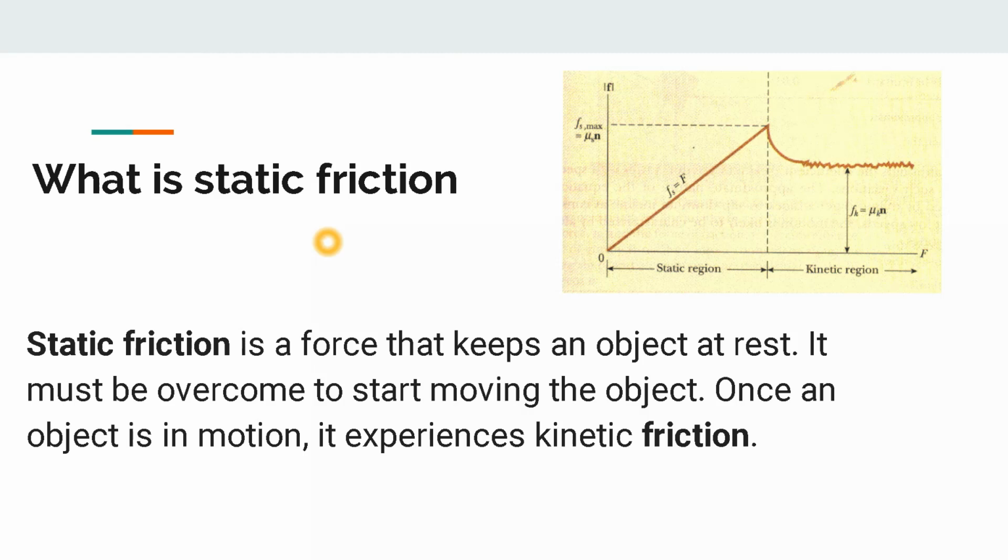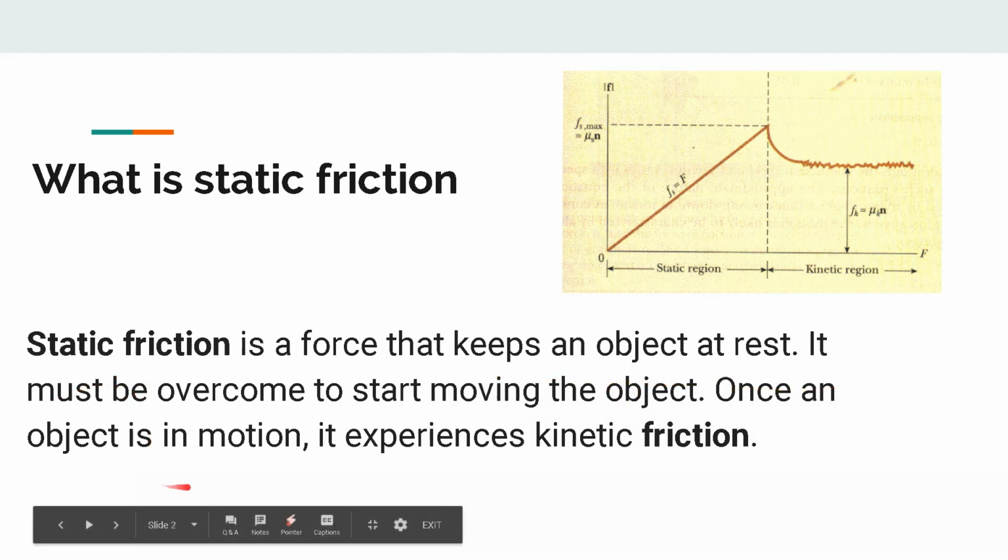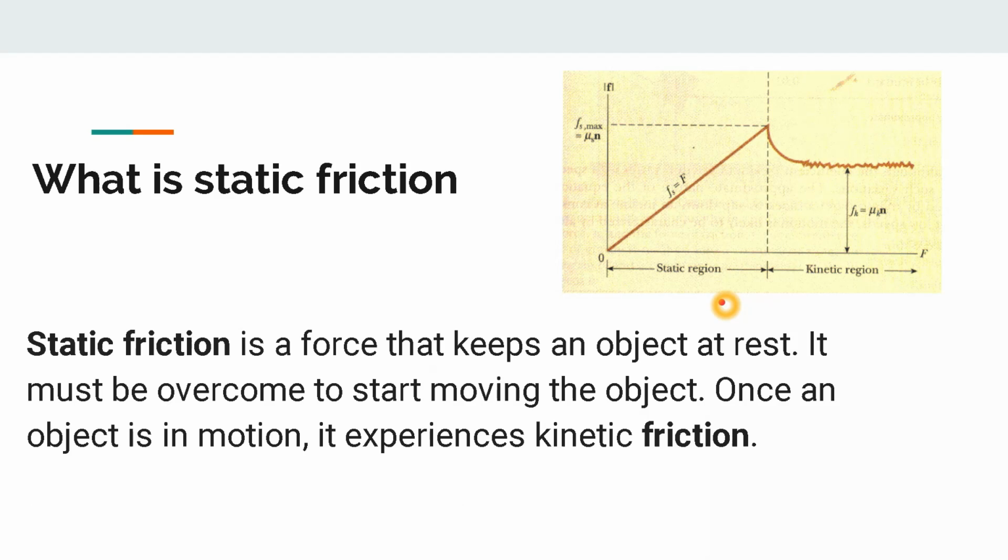The object is not moving when you apply forces, either pull or push. Static friction must be overcome to start moving the object. Once an object is in motion, it experiences kinetic friction. As you can see in this graph, I'm going to explain it more in the next slide.